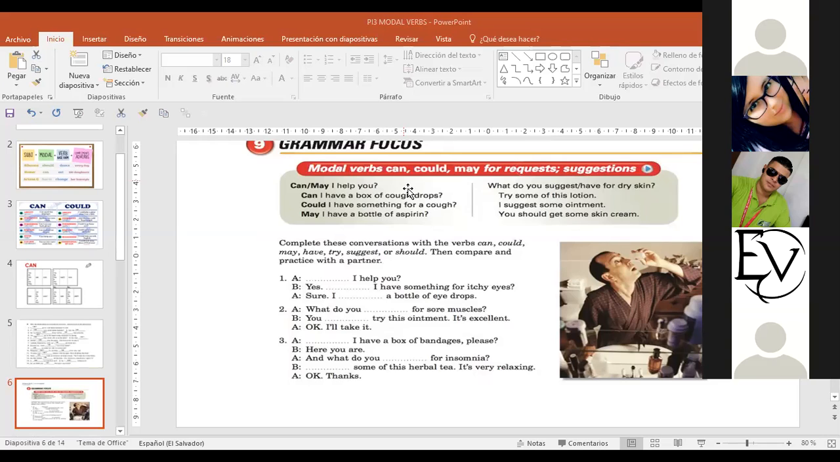Those are short conversations. But here I have another one that says, complete this conversation with the verbs can, could, may, have, try, suggest, or should. Then compare and practice with a partner. So since I have 9 participants, I will divide you in pairs, and I would like you to work completing the conversation and then performing.